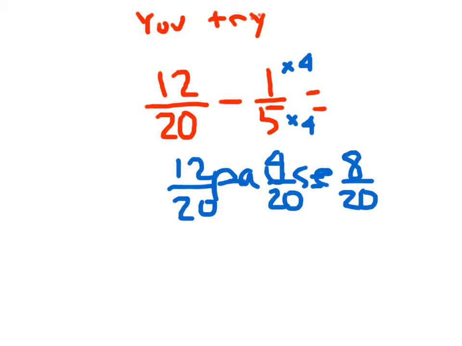Hope so. Let's divide by 4 in the numerator and denominator. 8 divided by 4 is 2. 20 divided by 4 is 5. And 2/5 is in simplest form. Give yourself a pat on the back if you got that correct. If not, learn from your mistake. Look where it is that you went wrong.